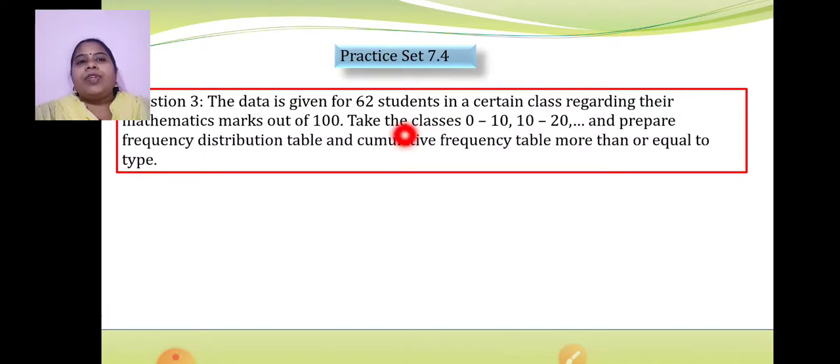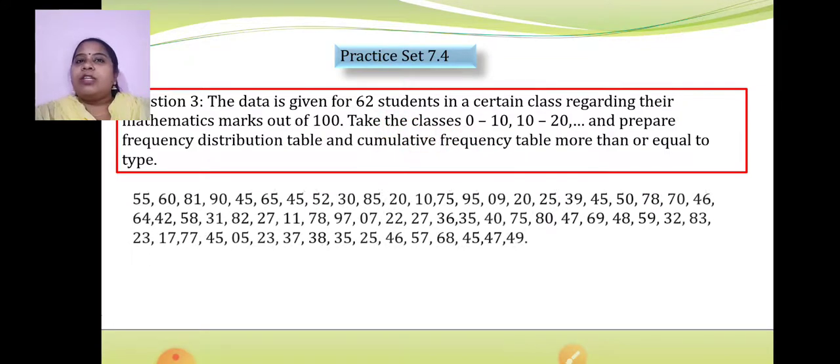The data is given for 62 students in a certain class regarding their mathematics marks out of 100. Take the classes 0 to 10, 10 to 20 and so on, and prepare a frequency distribution table and cumulative frequency table of more than or equal to type. So this is the third question, in which they have given you the marks of 62 students. So these are the marks.